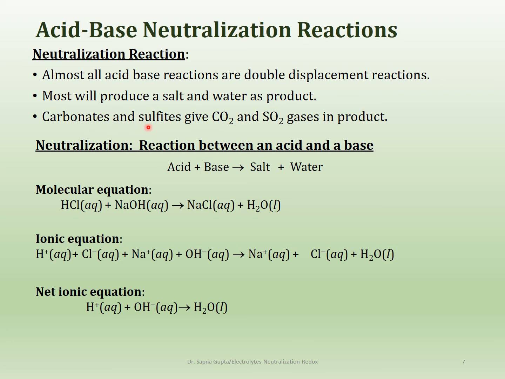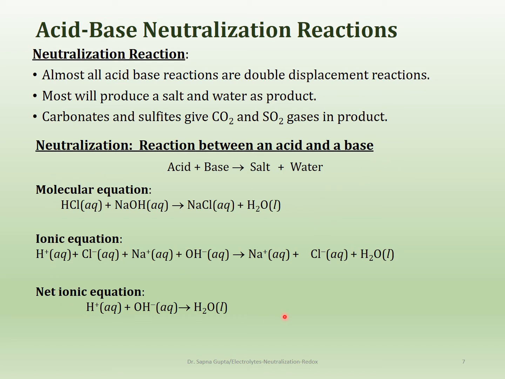And some of the carbonates and sulfides end up giving gases as products. So carbon dioxide and sulfur dioxide, these gases are produced. Depending on what kind of acid and base you choose, you can have slightly different results. In the upcoming slides, I've given you examples of everything.